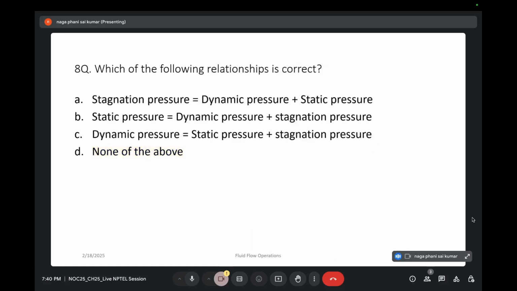So coming to question 8, which of the following relations is correct? Stagnation pressure is equal to dynamic pressure plus static pressure. Static pressure is equal to dynamic pressure plus stagnation pressure. Dynamic pressure is equal to static pressure plus stagnation pressure. None of the above. We just discussed this, right? Stagnation pressure is equal to dynamic pressure plus static pressure. Stagnation pressure is also called total pressure.